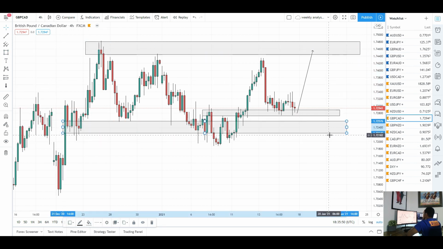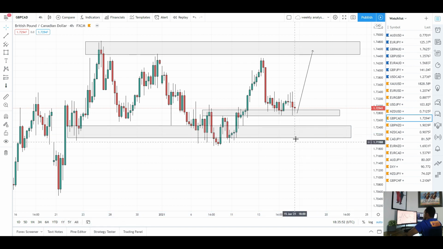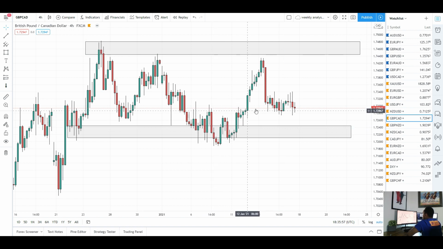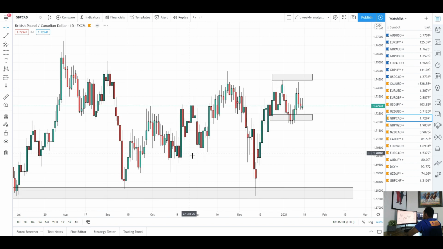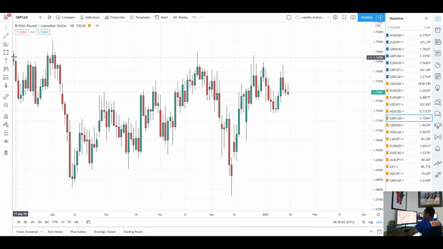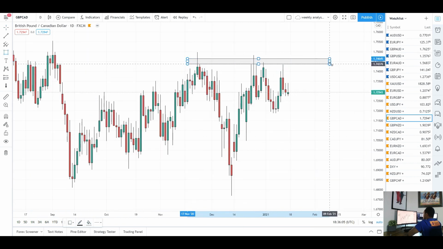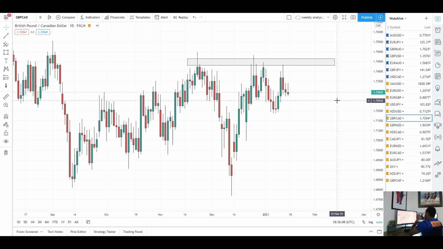So again, price is very choppy with GBP/CAD, especially on the daily chart. The 4-hourly can be made out a little bit better, and we'd probably see another move to the upside to go and really test that resistance. But from a daily point of view, it's very choppy here, and we do have a key level of resistance all across here, around 1.745.